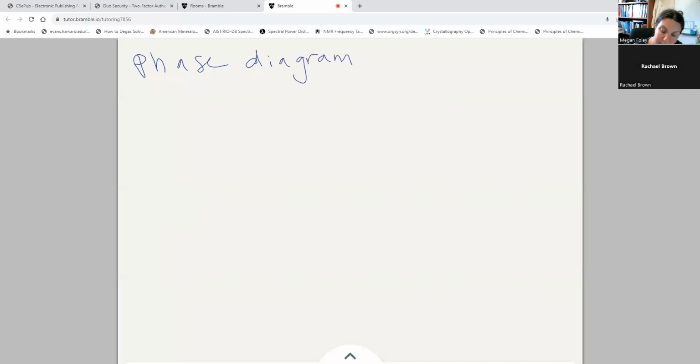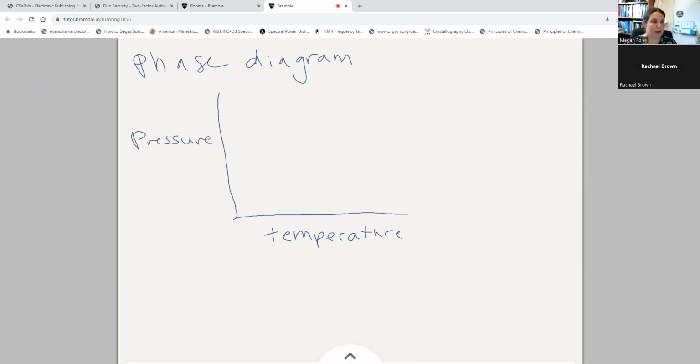So in a phase diagram, we're looking at what phase of matter we're in at specific temperatures and pressures. So on our bottom axis, we're going to have temperature. And then on our y-axis, we're going to have pressure. And the units are usually atmospheres and degrees Celsius, but sometimes you might see them in millimeters of mercury and Kelvin, or torr and Kelvin, or all sorts of different ones. As long as you're consistent, it doesn't really matter.